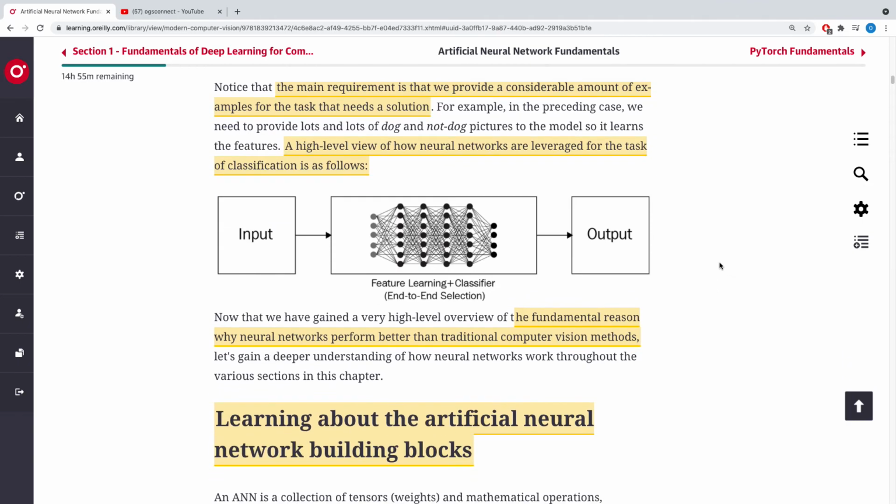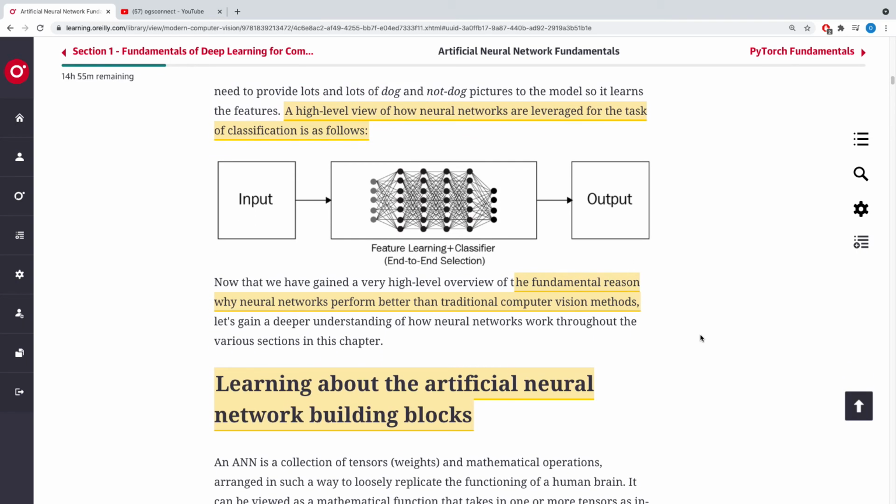So on the high level, this is what you have for the neural network. You get an input, then you just have a gigantic black box that does the end-to-end selection and gives us what we need.